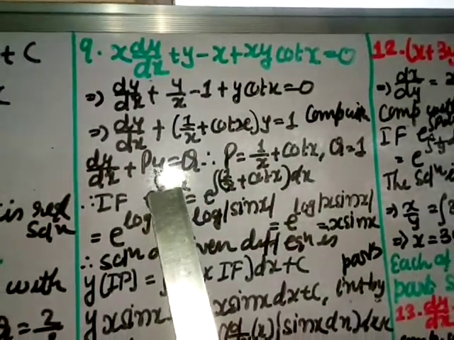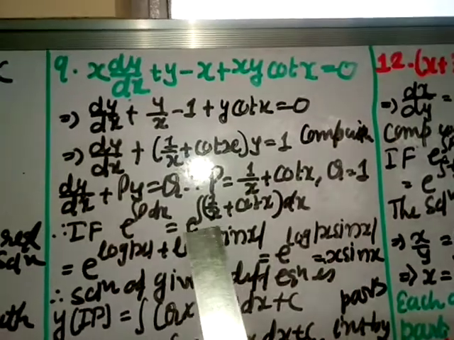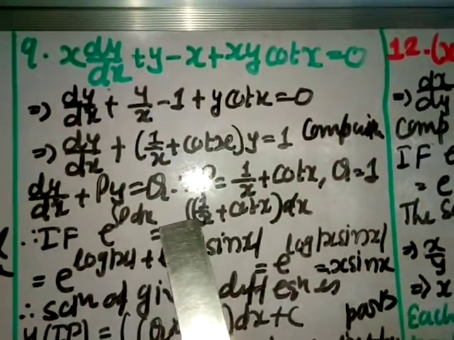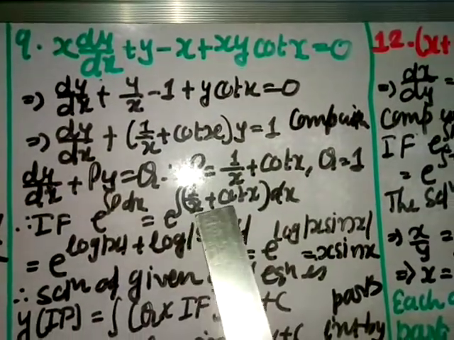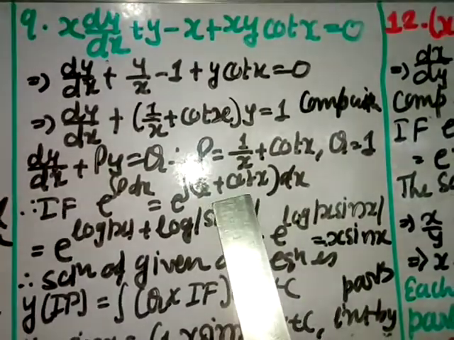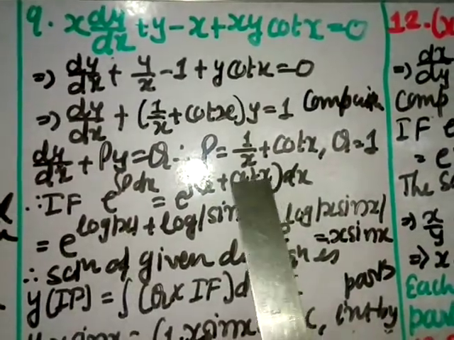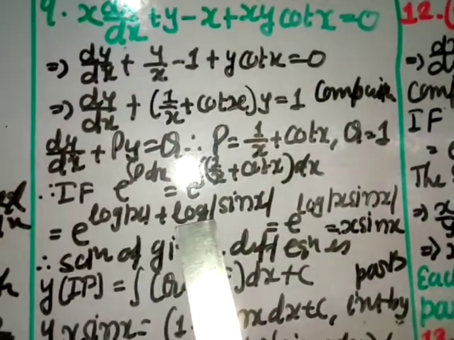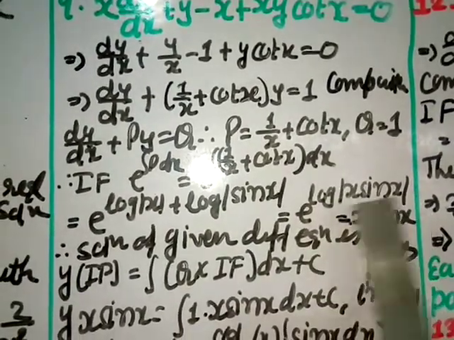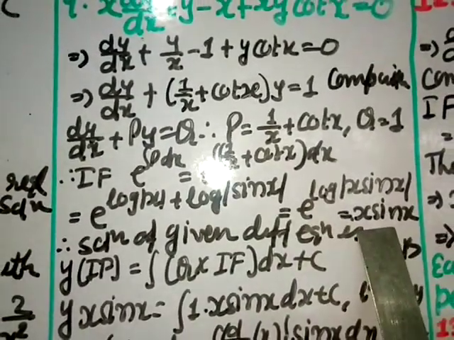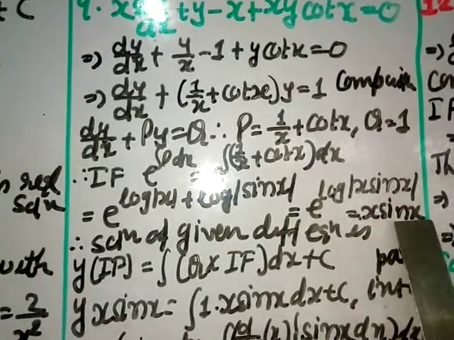Integrating factor is e power integral P dx, equal to e power integral of 1 by x plus cot x dx. 1 by x gives log x, plus cot x gives log sin x, and this can be combined as log of x into sin x. So e and log cancel, so the answer is x into sin x. So integrating factor is x into sin x.